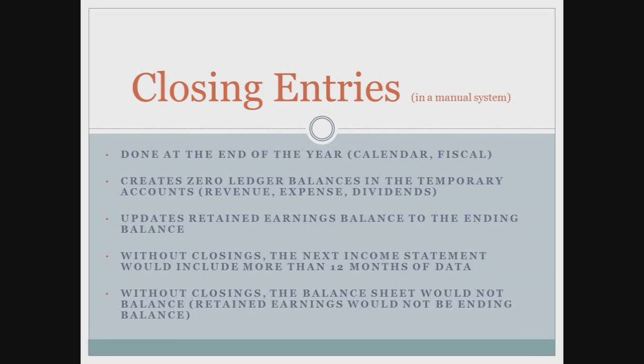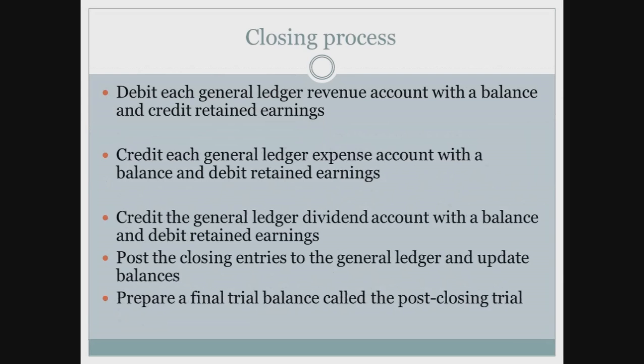And if we don't close the books, the retained earnings balance does not update. So it's important to have that so we can balance the balance sheet. We don't ever want 13-month or 14-month income statements, and we certainly need the balance sheet to balance. So without closings in a manual system, there are certainly problems that we have to deal with. The basic process of closing is really not that long or complicated.